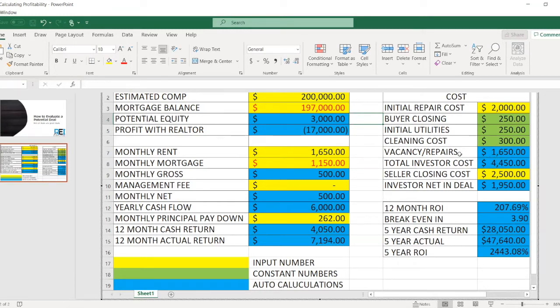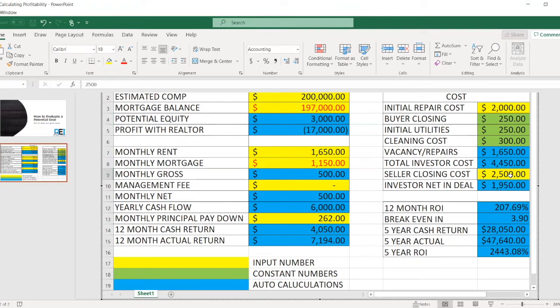Now, the vacancy repairs, we automatically calculate for at least 1 month of vacancy. Okay, so that number is going to mirror whatever our monthly rent is. And let me just say, full disclosure, we have never had a property sit vacant for more than probably 2 weeks. Never, ever, ever. However, we still want to calculate it because it's always a possibility. So this total investor cost, this is what it's costing me to get into this property on day one, okay? That includes my upfront costs, my constants, and then my potential vacancy.